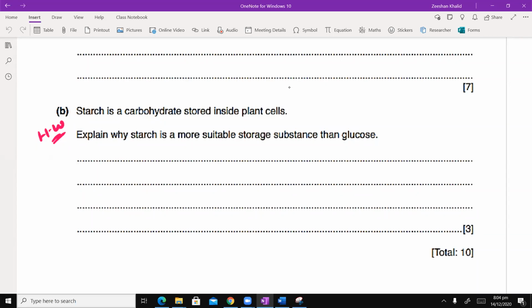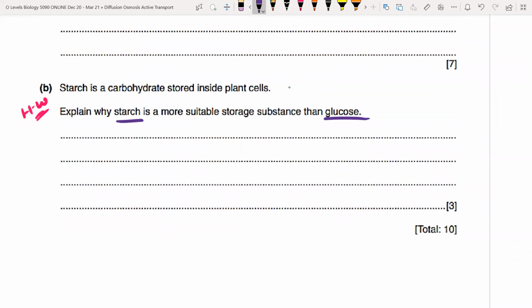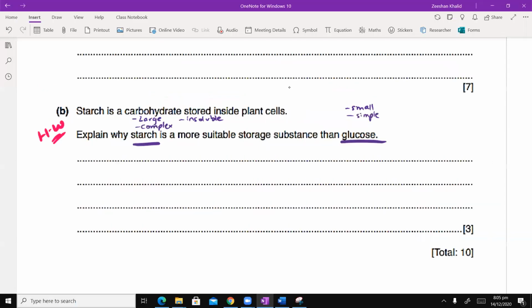Well, for this, we need to know some details about starch and some details about glucose. So let's quickly brainstorm and see if we know some things about starch. So starch we know is a large, complex, and it's insoluble. Okay. And glucose happens to be small, okay, and not complex. It's a very simple molecule, and it is also soluble. So now let's look at the question once again. Well, can I explain why starch is more suitable storage substance?